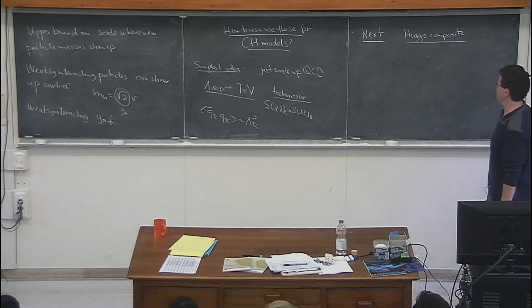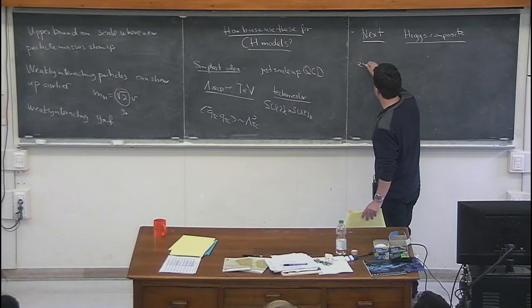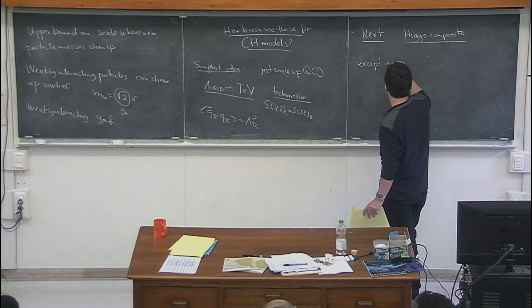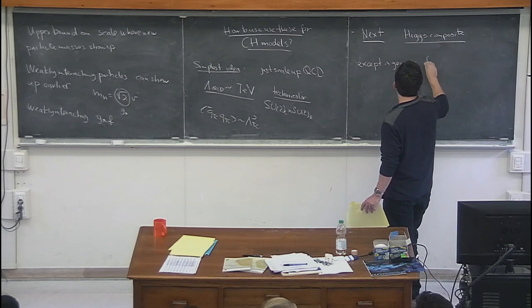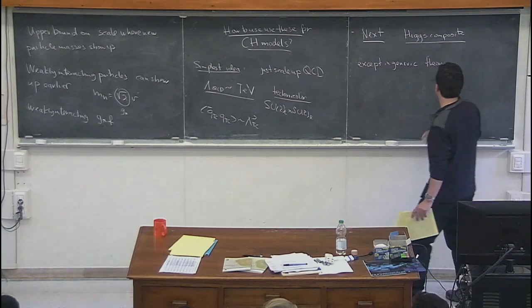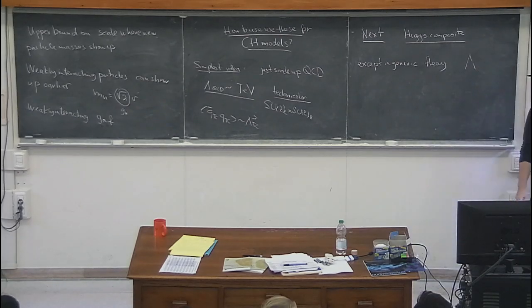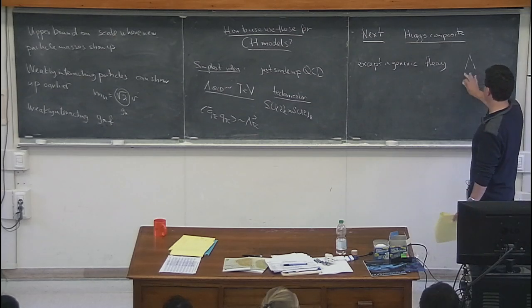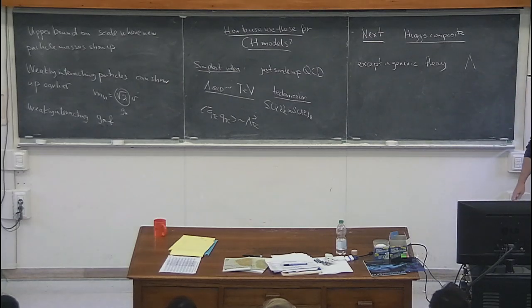Okay, so that's fine, except in a generic theory, what you would expect is that there is a scale of compositeness lambda, and most of the composites are living at that scale, so the Higgs would be living at that scale too. Well, that's not so good, because either I take the scale of compositeness to be 100 GeV, and then I would have had to see hundreds of new bound states already probably at LEP.